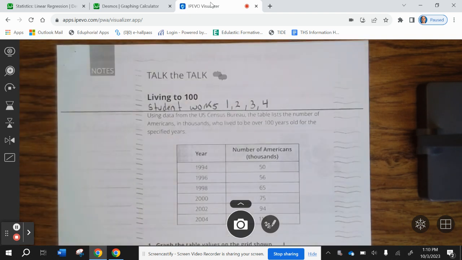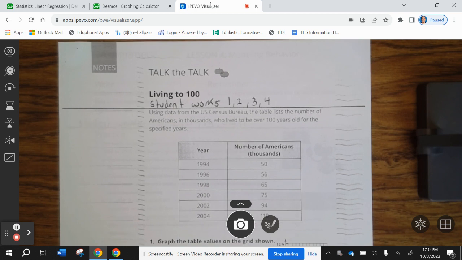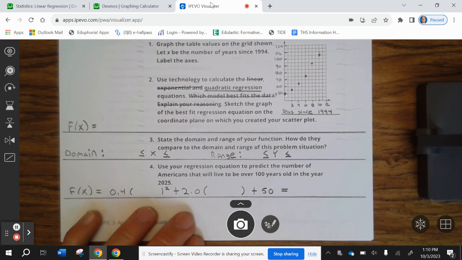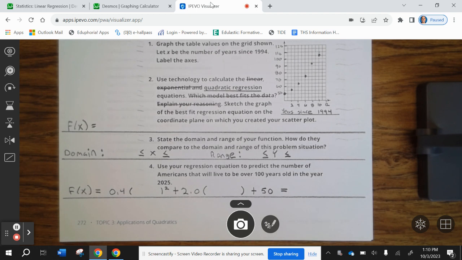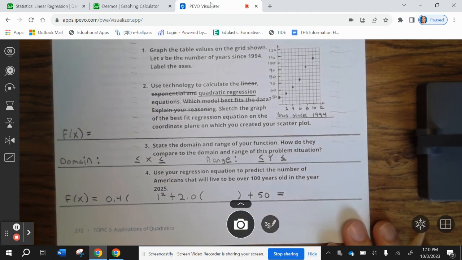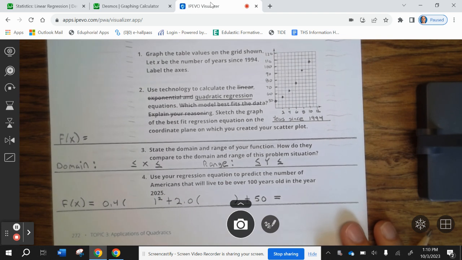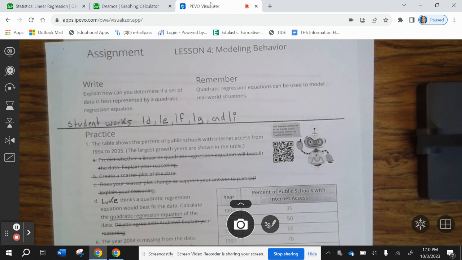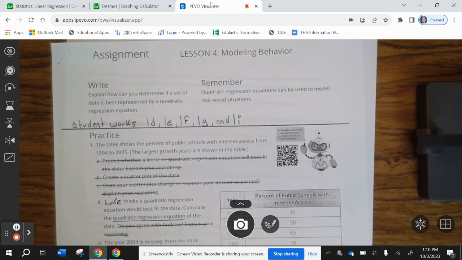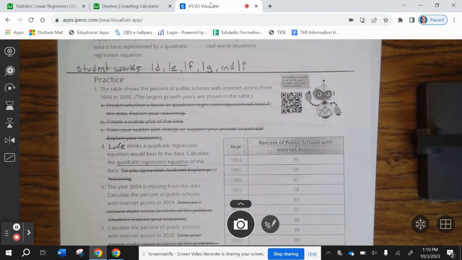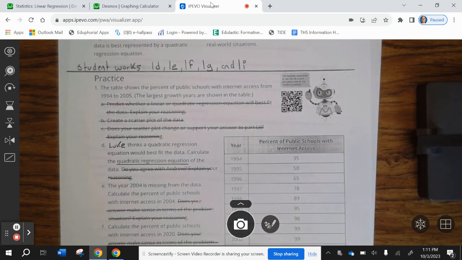All right, let's take a look at the next page. Student works 1, 2, and 3, and 4. You might go ahead and write that down. That should help with the questions. All right, let's take a look at the next page. All right, student works 1D, 1E, 1F, 1G, and 1I. And then go and mark out what I've marked out.